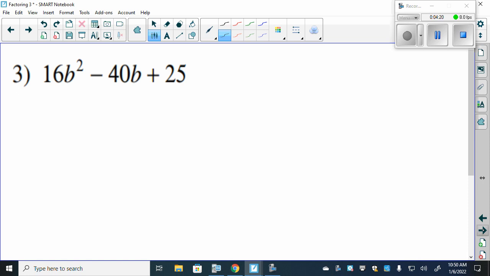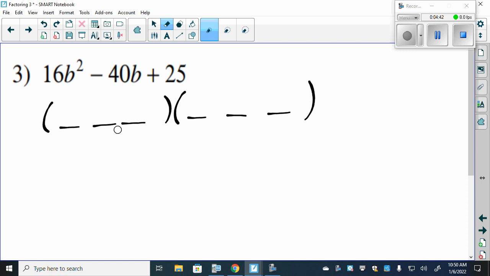16b squared minus 40b plus 25. Well, we can first look for a greatest common factor between these three terms, which there is not one. So we can do our 2 sets of parentheses with 3 spaces. Now, since the third term is positive, the signs are the same and they match the sign of the middle term, which is negative and negative.